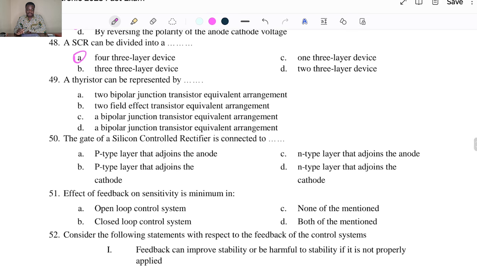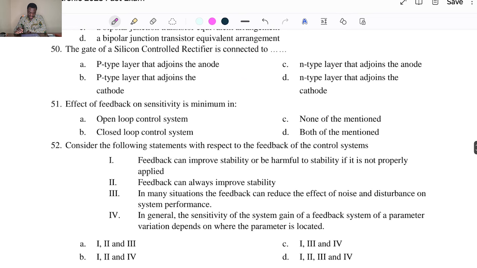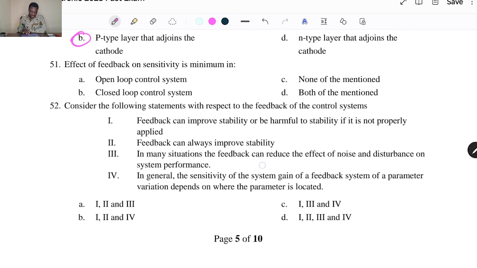Question 49. A thyristor can be represented by, no, it can be represented by two bipolar junction transistors in an equivalent arrangement. So the answer here is A. The gate of a silicon control rectifier is connected to, this is repeated, the P type that adjoins the cathode. So we have C.